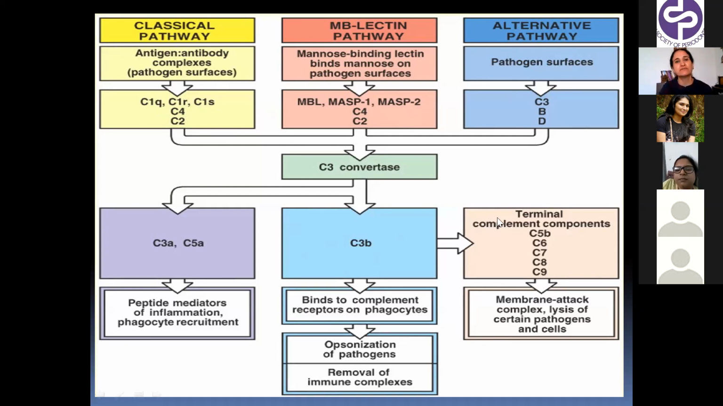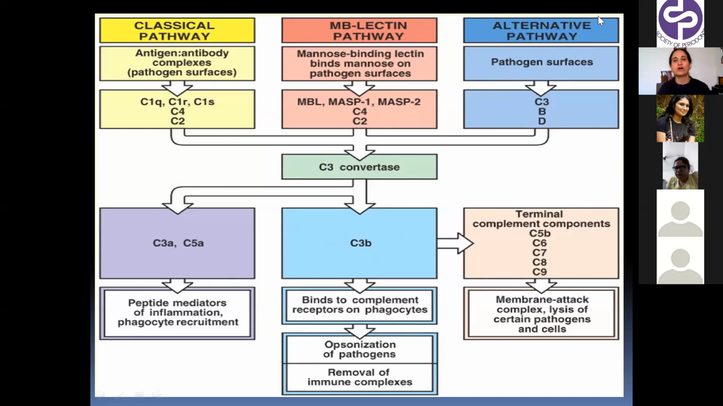There is another pathway which is called the mannose binding lectin pathway. What is the mannose binding lectin pathway? There are some bacteria which have mannose binding sites on their surfaces. So this mannose binding lectin will bind onto the surface of that pathogen, and it is associated with 2 other proteins, MASP1 and MASP2, which are the same as C1r and C1s. They will again cleave C4 into A and B and C2, and ultimately lead to the formation of the C3 convertase.